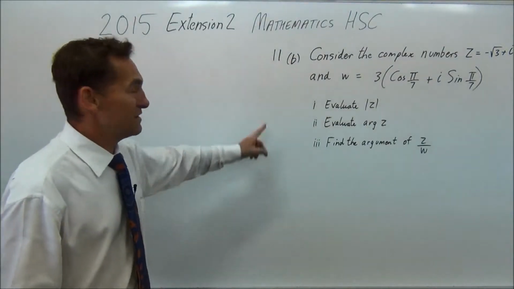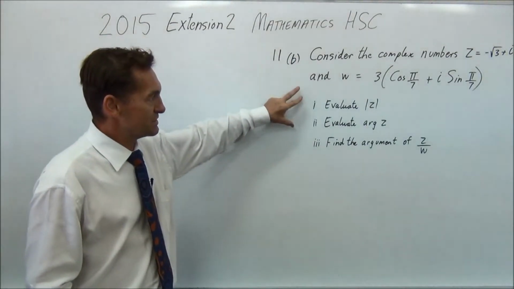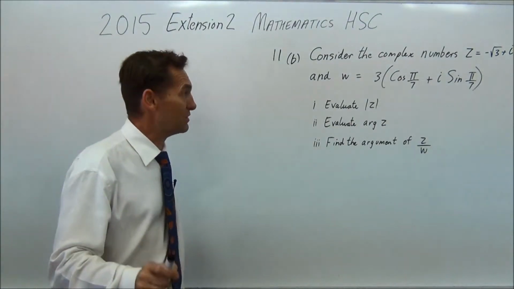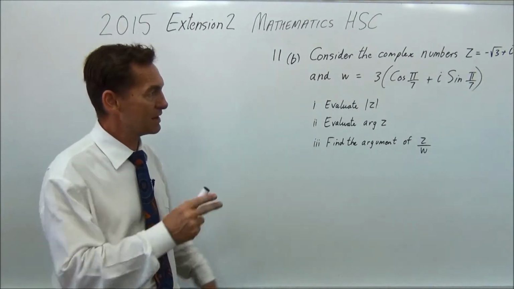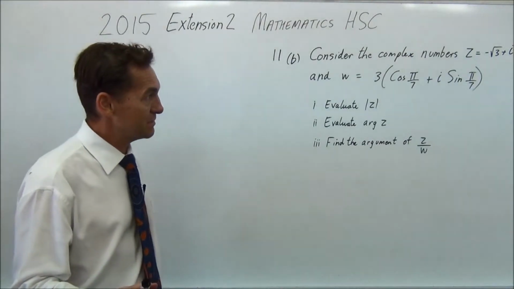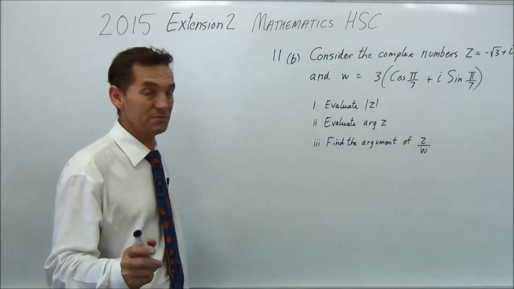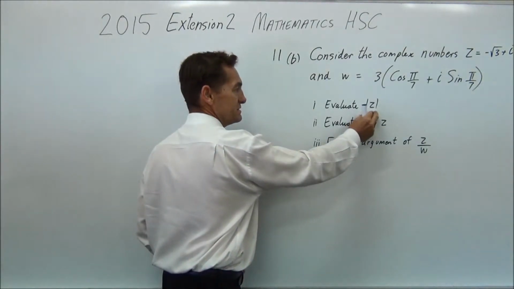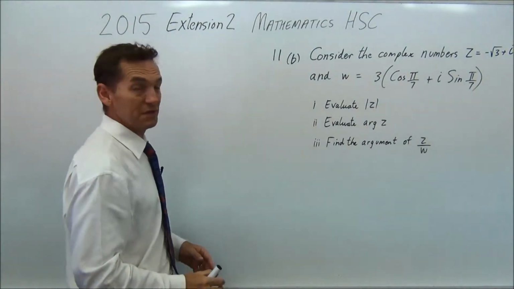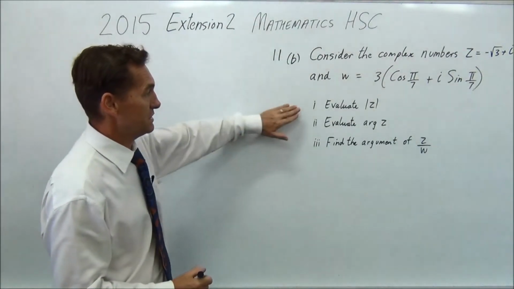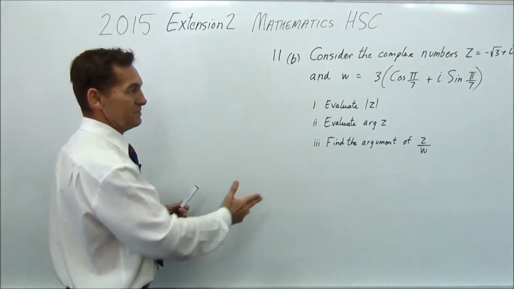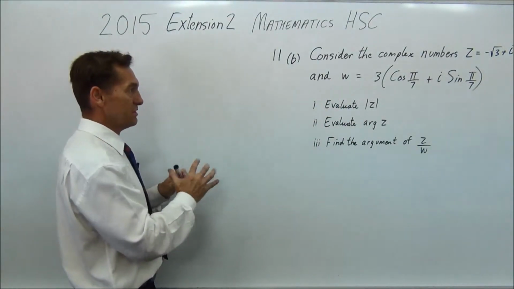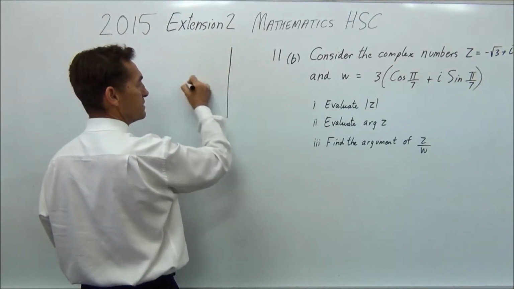G'day again. 11 part B. Consider the complex numbers z equals minus root 3 plus i, and w equals 3 brackets cos pi on 7 plus i sin pi on 7. Evaluate mod z. So again, we're finding the distance, same as we've just found in question 9 and 10. Distance of z. So anytime you're dealing with complex numbers, I would draw it. I would just have a diagram there because it's easy to refer to a diagram.